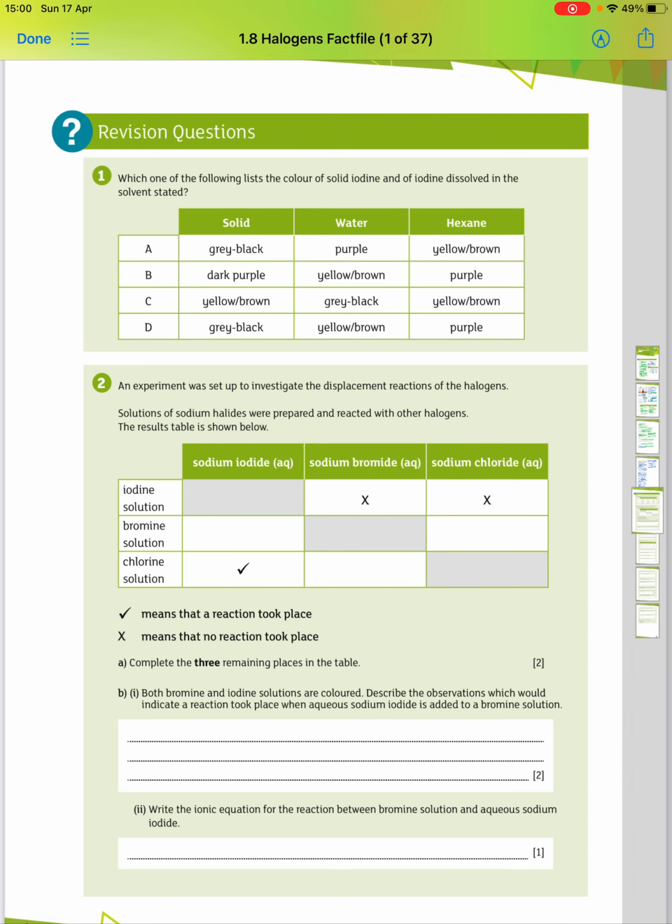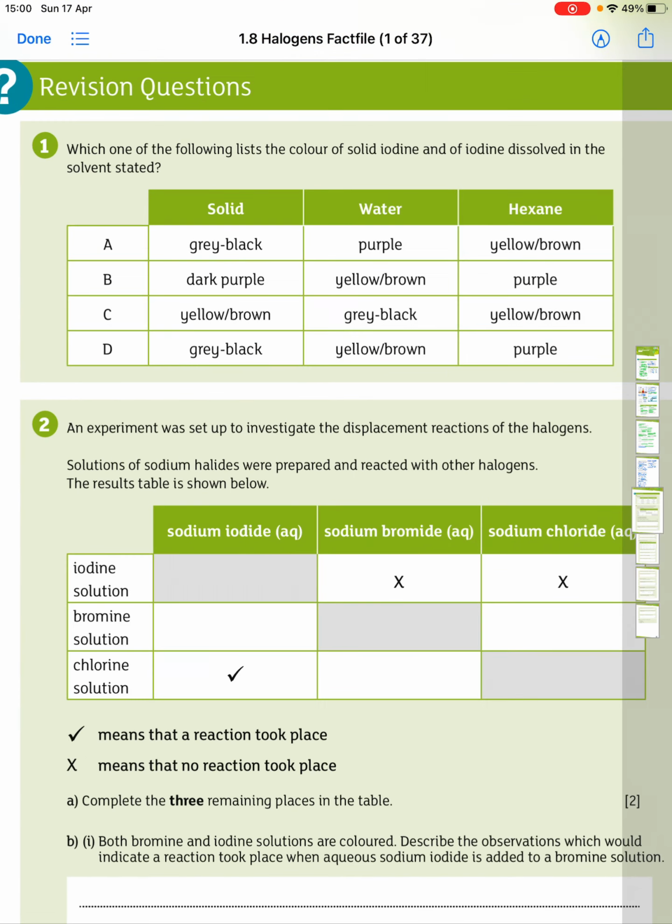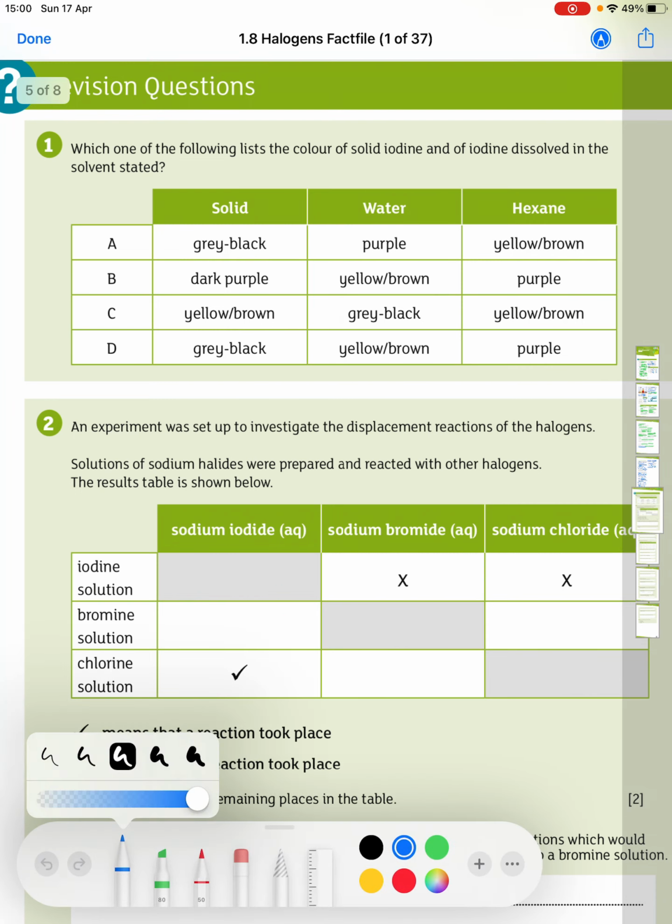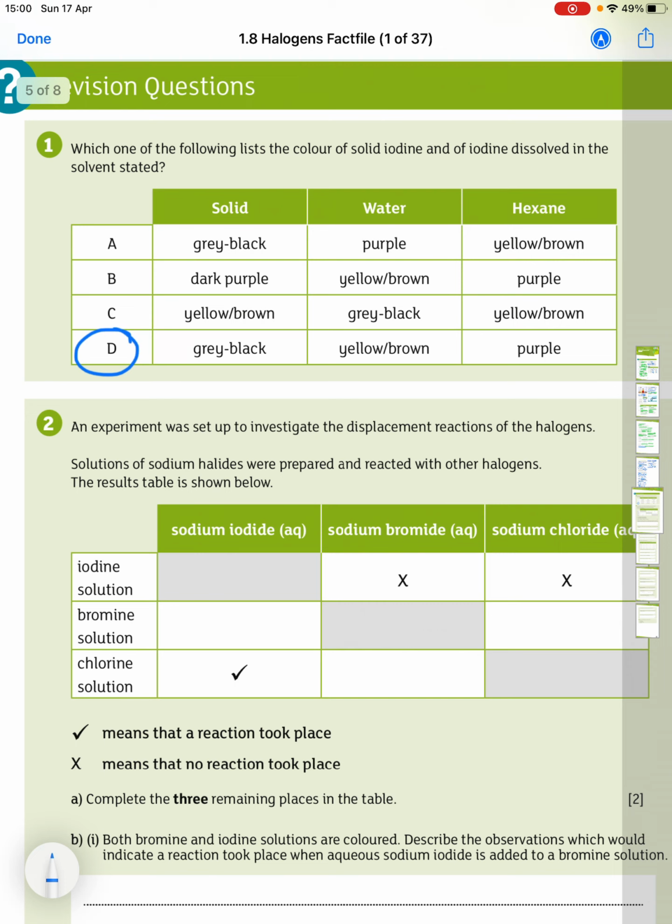These are the answers to the revision fact file questions for 1.8 halogens. So question 1. Which one of the following lists the colour of solid iodine and of iodine dissolved in the solvent stated? So the answer is D.